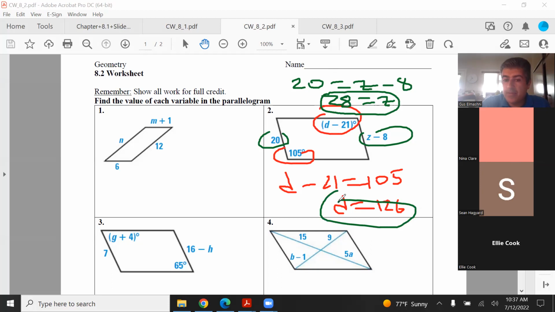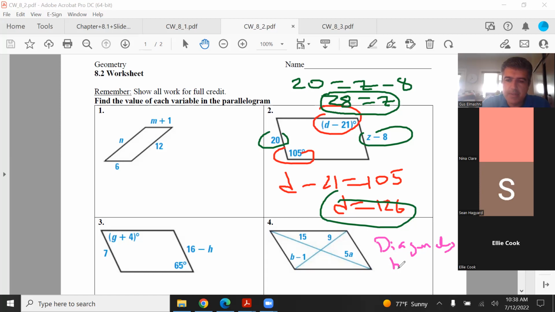So not too hard, right? The other thing too, which I forgot to mention, is that the diagonals bisect each other. So for number 4, you have two diagonals. And the reason they bisect each other is, again, because you form these congruent triangles.